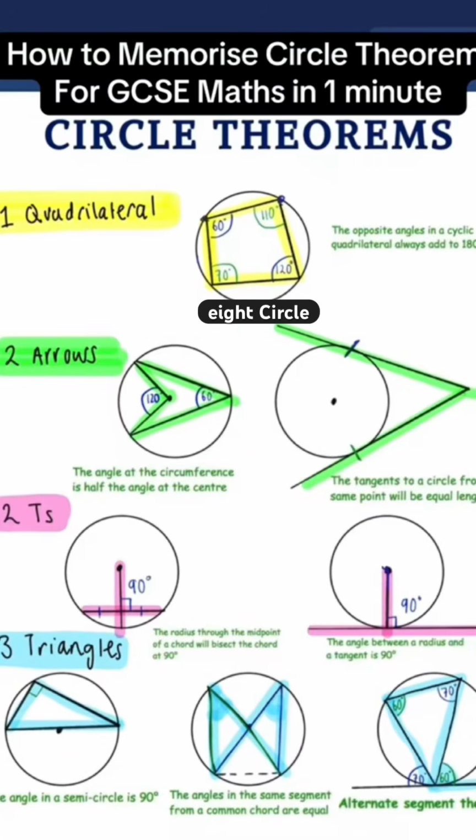You're going to memorize 8 circle theorems in under a minute to help prepare for your paper 2 exam next week. So the first thing you want to do is think of these circle theorems as shapes to memorize rather than the actual theorem. You do have to memorize the theorem, but memorizing it as shapes first is going to make it so much easier.